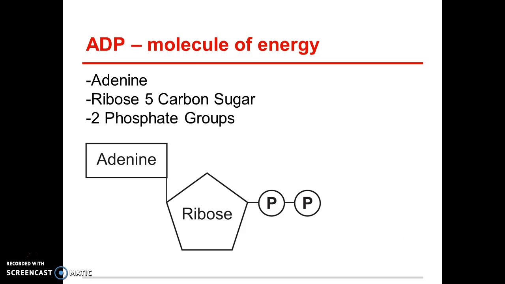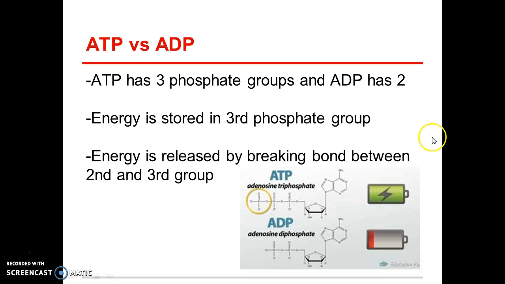ADP is adenine diphosphate. Di means 2, so the difference between these 2, the ADP and the ATP, is definitely the phosphates, the number of phosphates. So they both have adenine, and they both have the ribose, the 5-carbon sugar, and then they have 2 phosphate groups attached to the sugar. Please draw this in your notes and label the parts, and notice how there is only 2 phosphate groups. So there is a difference, and you need to know them.